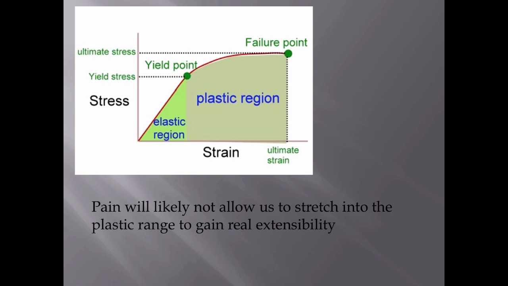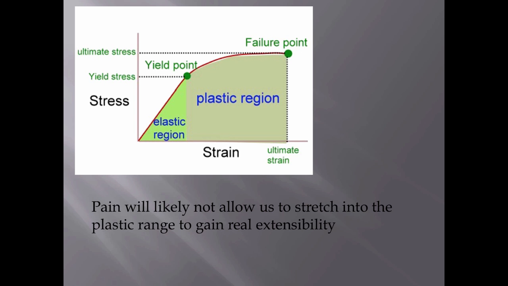So to truly get a change in extensibility, you have to get into this plastic region, this large region from the yield point to the failure point. You see, as you place stress onto a muscle, stretching it, the stress goes up pretty rapidly to the yield point, and that's the elastic region that you're going into. So remember, with the elastin, it allows you to go right back to where you were before.